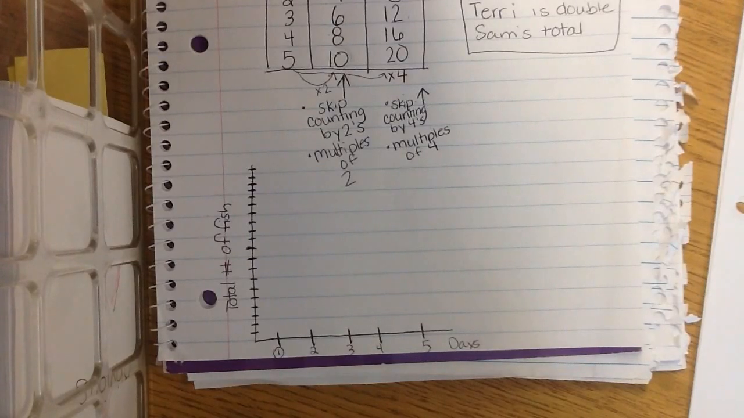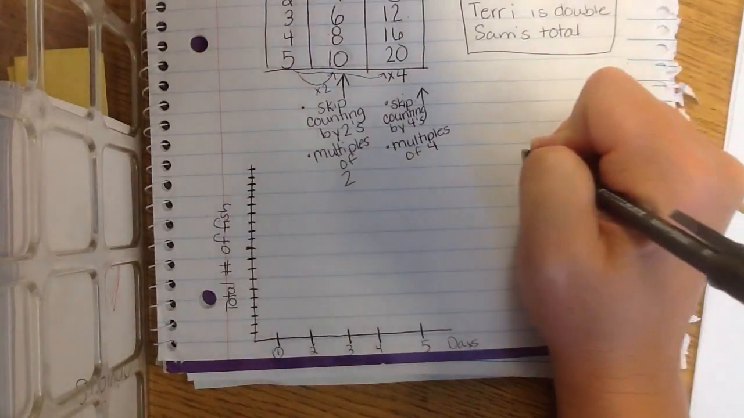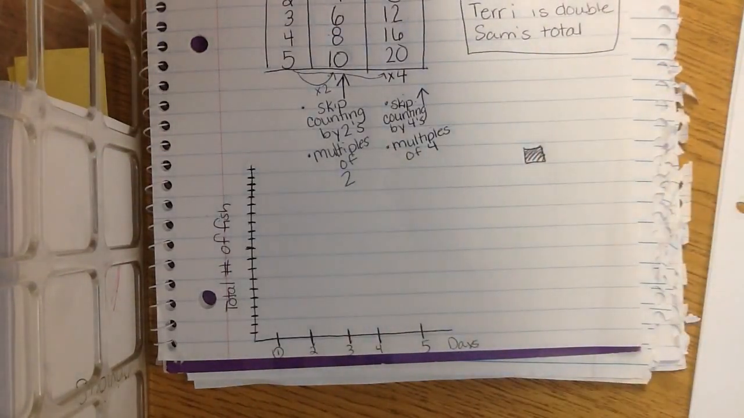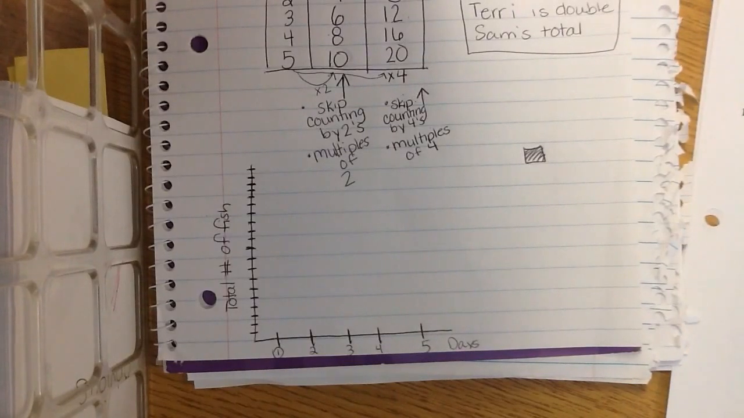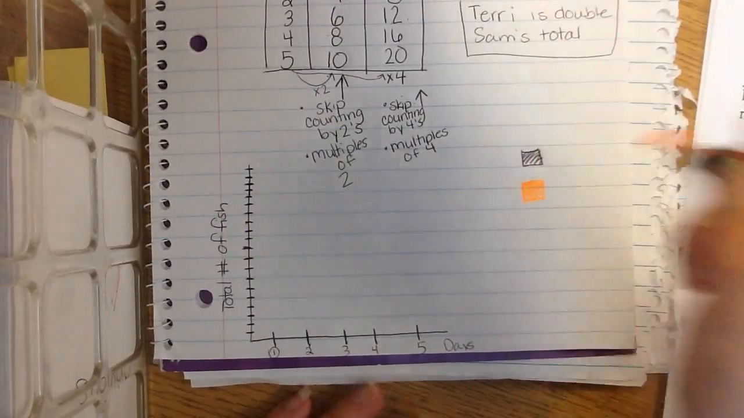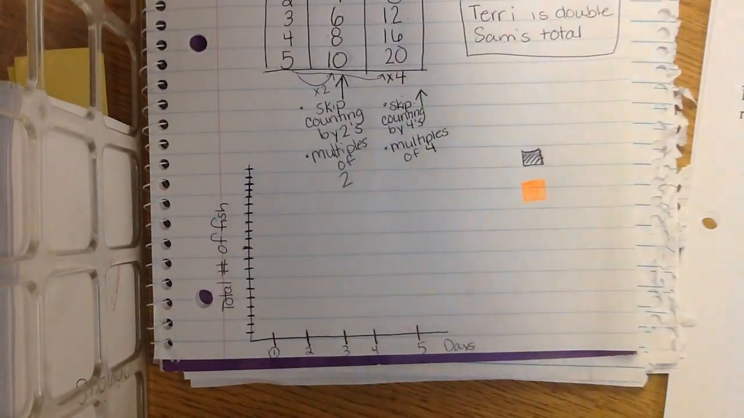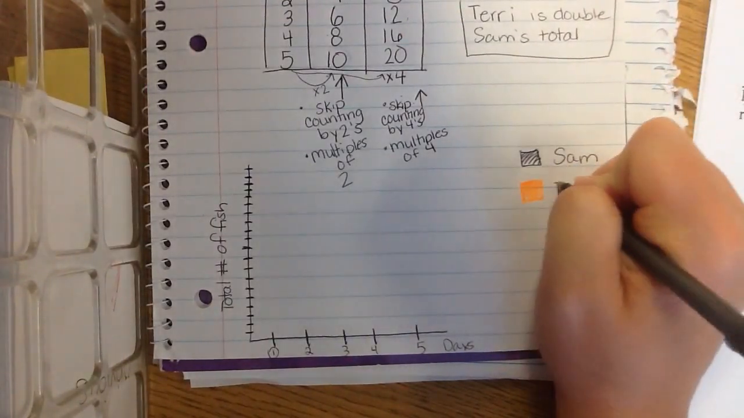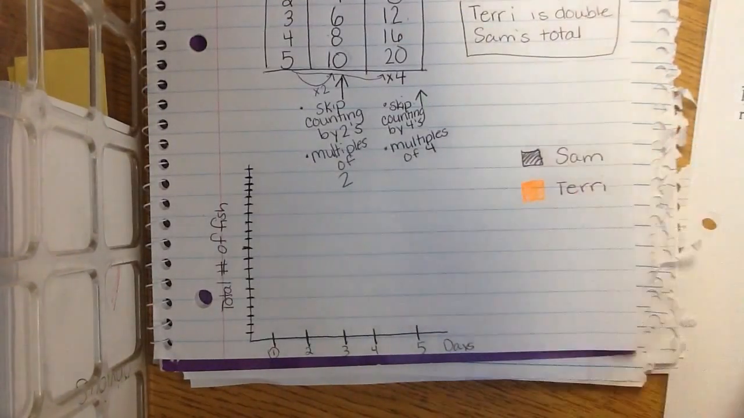I'm going to make a key. I have 2 different pieces of information. I have Sam and I also have Terry to consider. So I'm going to make myself a key. I'm going to use 2 different colors because I have both Sam and Terry and I want them on the same graph. It's not helpful if I put them on 2 different graphs. Sam, and then my orange is going to be Terry.